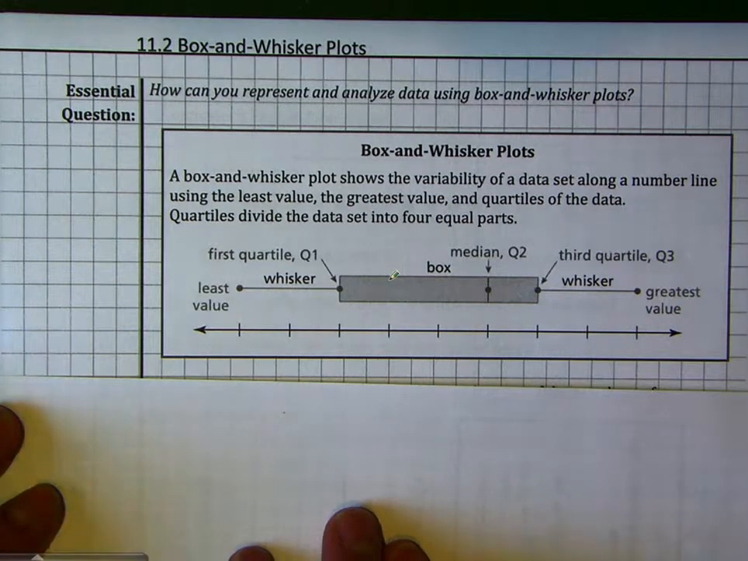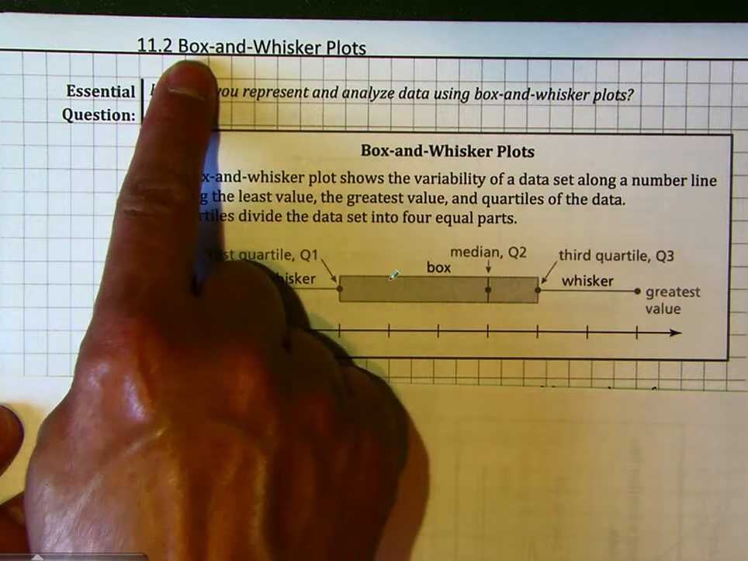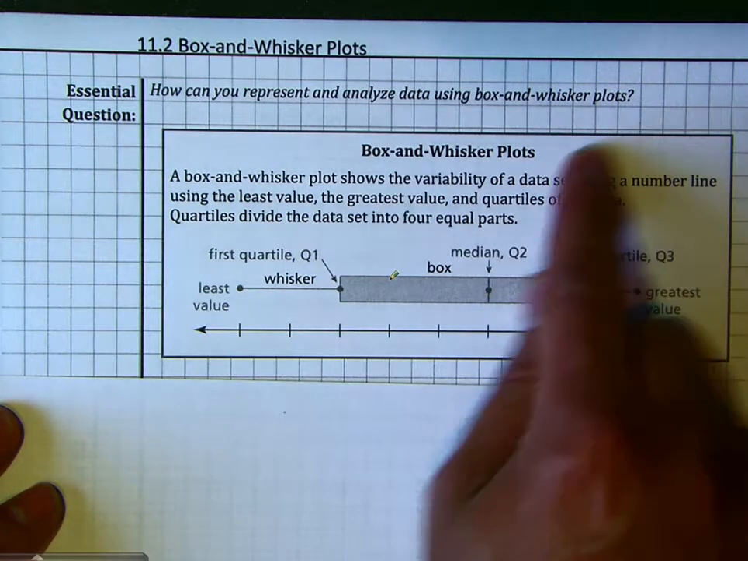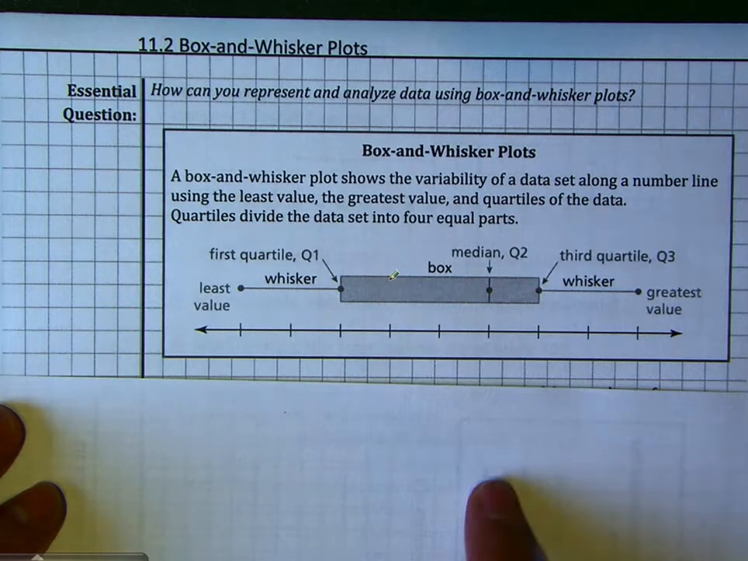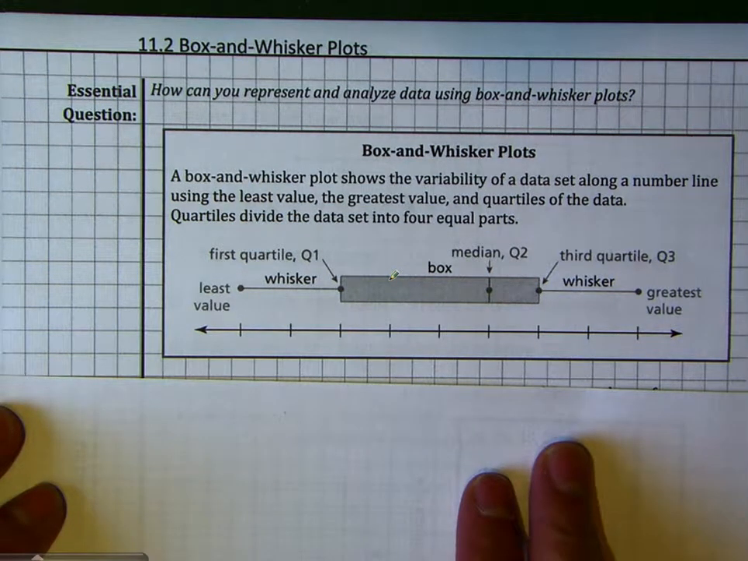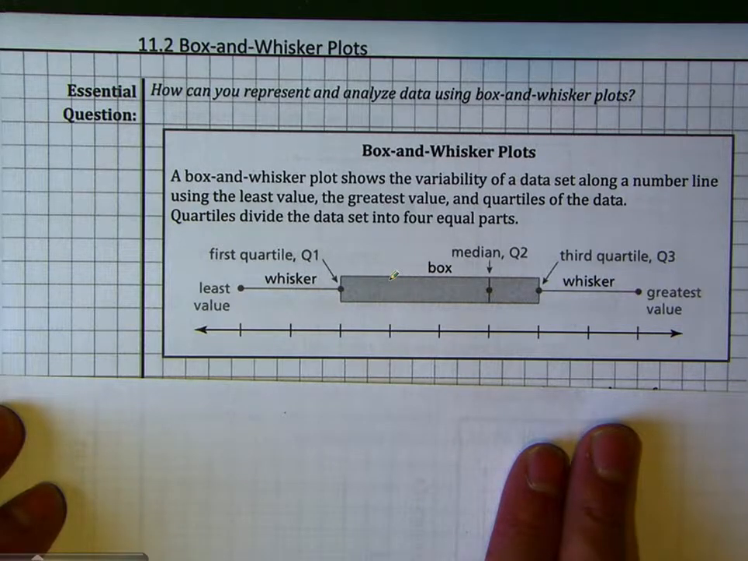So take the time to copy down your title, write down your essential question, and you can glue your cutout, or you can just copy it nice and neat and just box it in. Once you're ready, you can go and click play. So go and pause it, and we'll continue once you're ready.